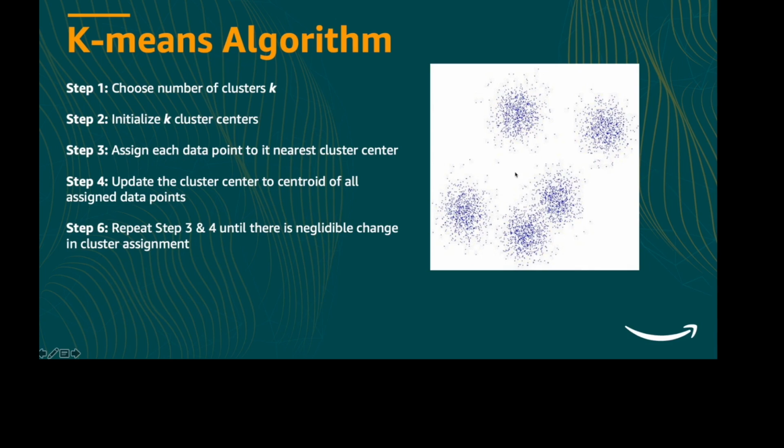The third step is about assigning the data points to clusters. For each data point you compute its distance with all the k cluster centers, and whichever cluster center is the closest in terms of distance, you assign that cluster number as the label for that particular data point. And this you do for all the n data points in your data set.